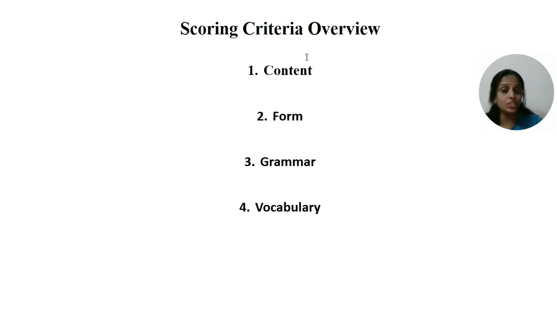That's all for today's video, and in our next video, we are going to see more examples related to the summarized written text task.